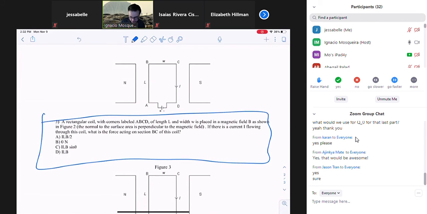I don't know if this is the best one to do, but in the exam there will be a bunch of questions. Remember that I said I would do this, which is to draw a diagram. It's a little bit like this. In this diagram, this is the North Pole, this is the South Pole. So you have a B field going this way.